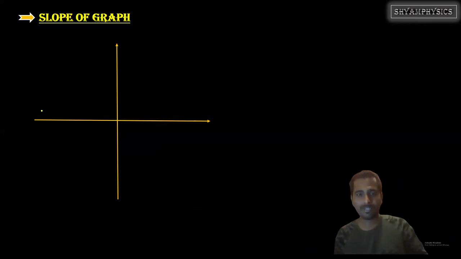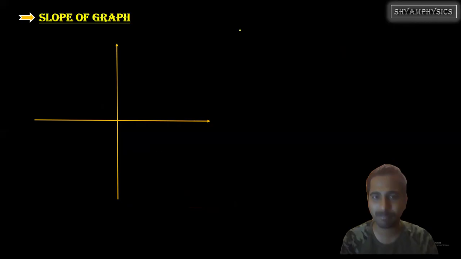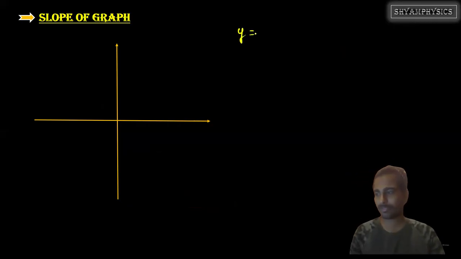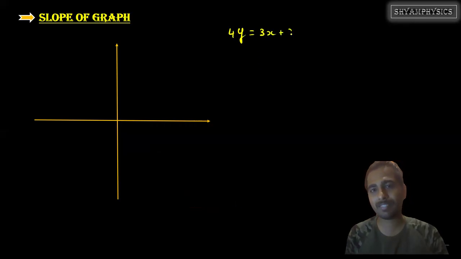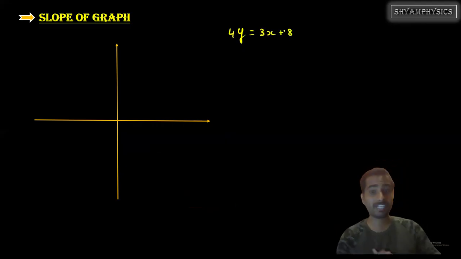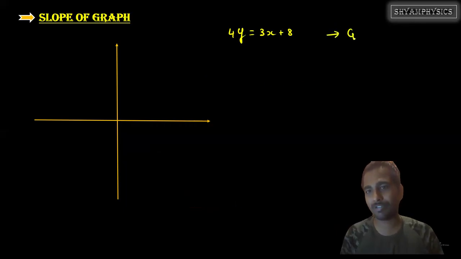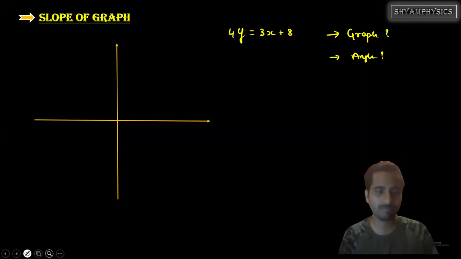Will you solve one more? Good, good. Listen, the question is very simple here. 4y is equal to 3x plus 8. Now, same thing. First we need to draw the graph, and then we need to calculate the angle. These two things we need to do.